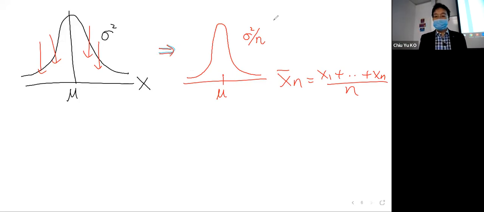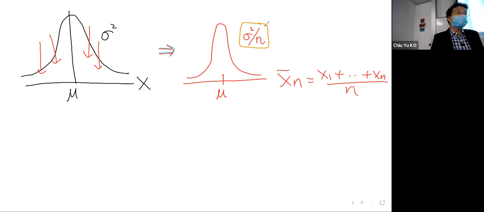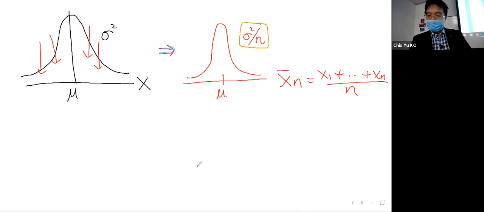Is that okay? It's still a bell. Now, the problem of this expression is that it relies on sigma square. We don't know sigma square. How can we proceed? To proceed, we just consider the following. Let me go one more step.